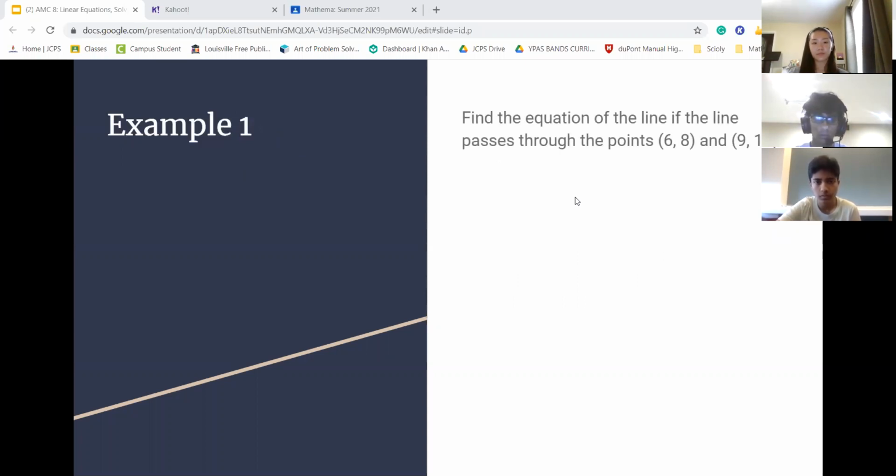Okay. So the first example: find the equation of the line if the line passes through the points (6, 8) and (9, 14). Remember how we would do this? We'd find the slope and then the y-intercept, and then we find the equation of the line from those two things, right?